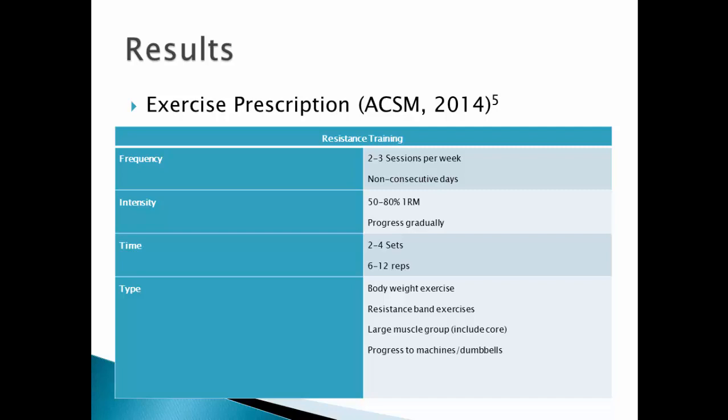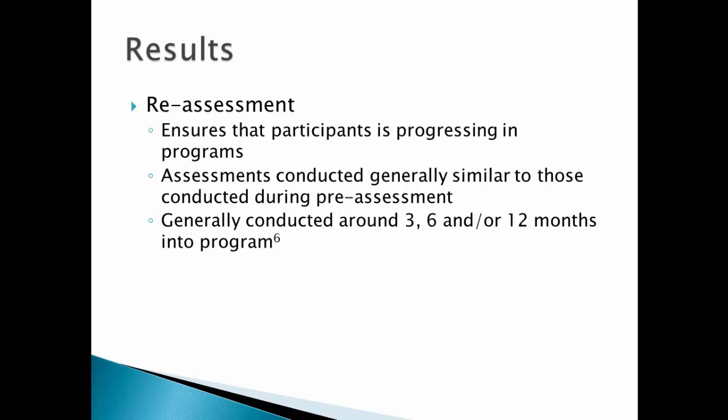Time is generally 2 to 4 sets of 6 to 12 reps, and once again, large muscle groups using a variety of either bodyweight exercise or resistance band exercises and progressing onto machines or dumbbells. Finally, reassessment is used to ensure that participants are progressing in their programs. It's generally conducted using similar tests to those used during the pre-assessment and is generally conducted around 3, 6 or 12 months into the program depending on how long the program is.